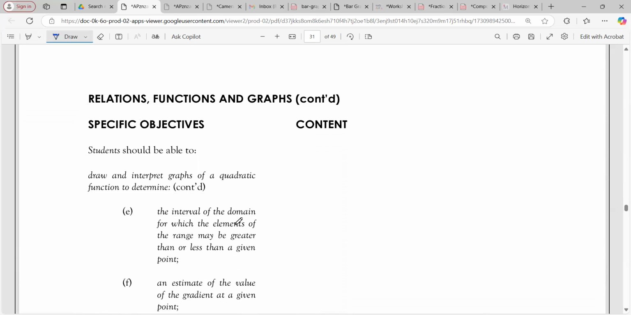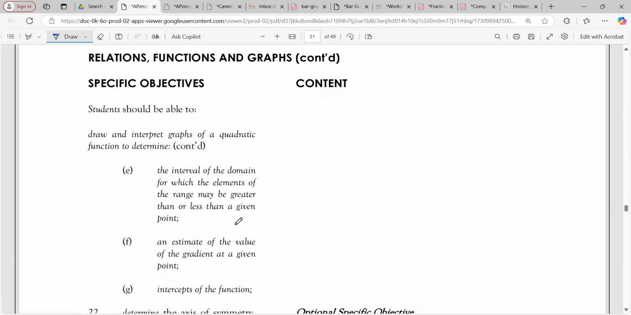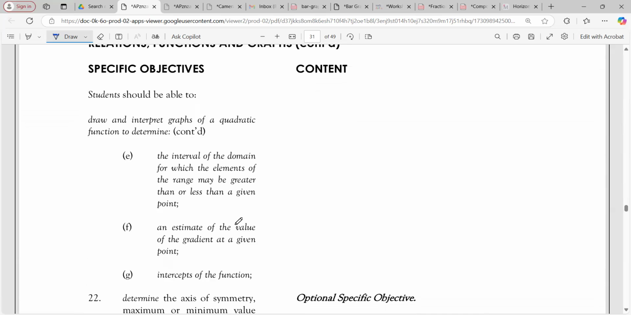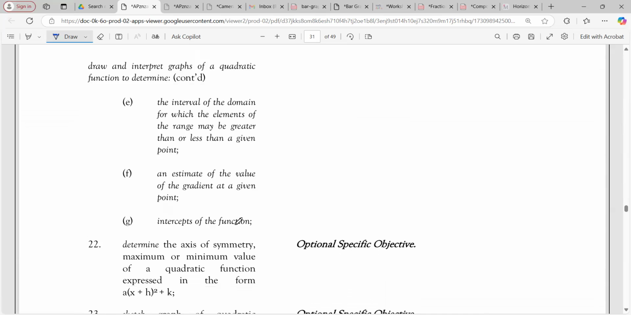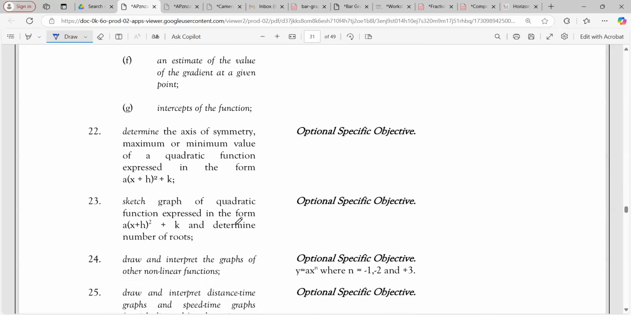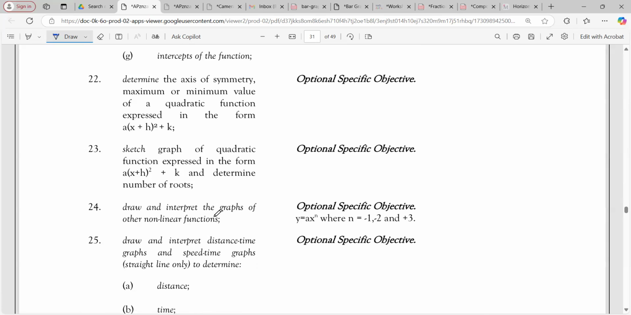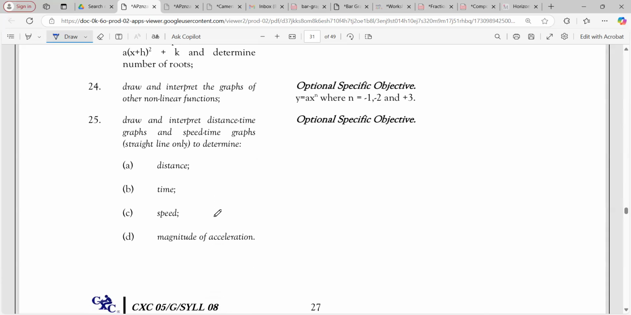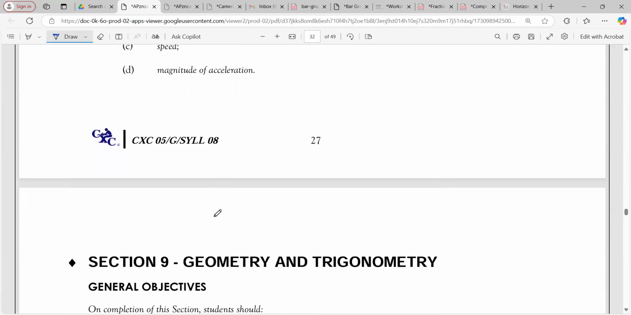All right, so students should be able to draw and interpret graphs of quadratic functions and determine the interval of the elements of the range that are greater than or less than a value. You must be able to write it in this form. As I say, I'm doing this in my class. You should be able to sketch the quadratic graph as well. So it's rather easy. You must know distance, time, speed and magnitude.